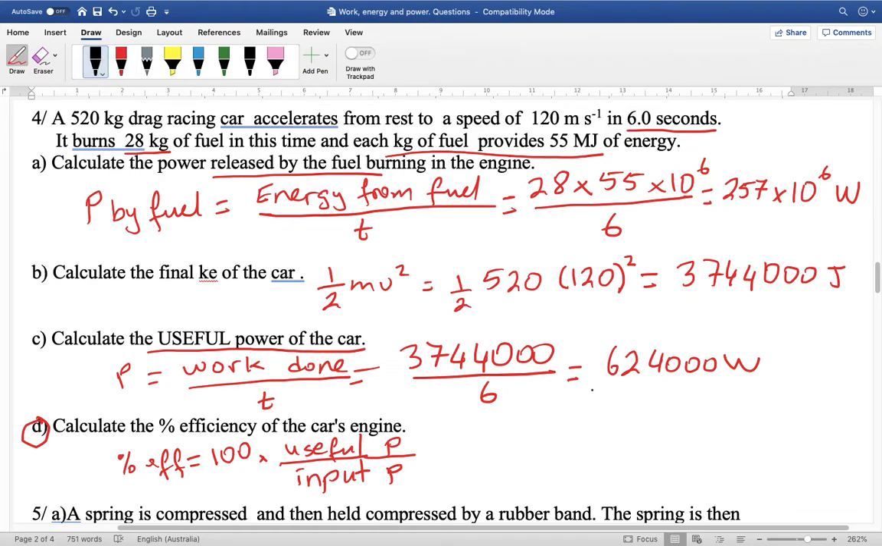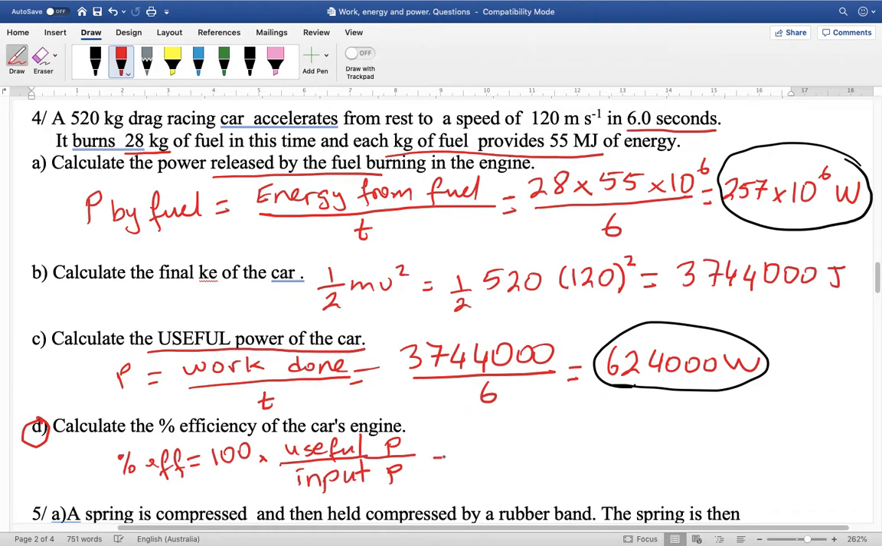So what do I have here? I have the useful power and I have the input power. So now I can go and calculate this ratio. I'm going to do 100 times the useful power, which I found above, divided by the input power, which is 257 times 10 to the power of 6. When you calculate this, you end up with 0.24%, which is extremely low. Well, imagine a drag racing car doing this work. You're going to hear a lot of sound and there will be a lot of heating in the tires. So there's a lot of energy transferred to the surroundings doing this work.